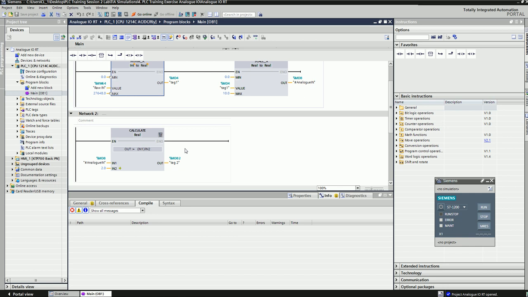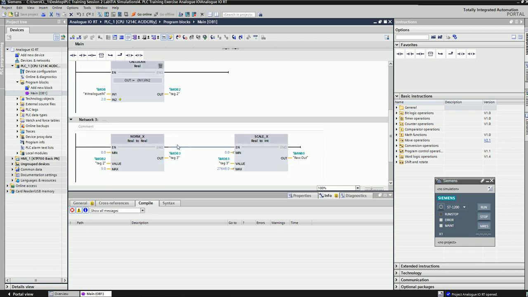Here in the analog output, I want to display the same value that I am giving to the analog input. So consequently, I have to again apply NORM_X and SCALE_X. Here in the NORM_X, I will scale from 0 to 5 instead of 0 to 10. So I am scaling it from 0 to 5. So here I will get 0 to 1. And that 0 to 1 will be scaled into 0 to 27648, that is the value given to the hardware. And here I have the hardware address.